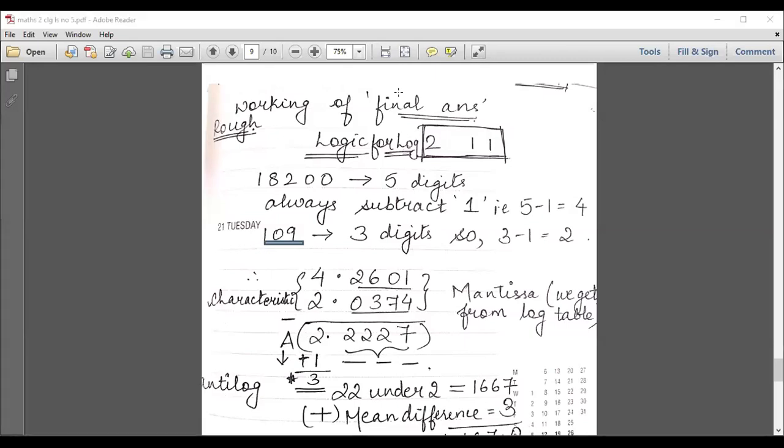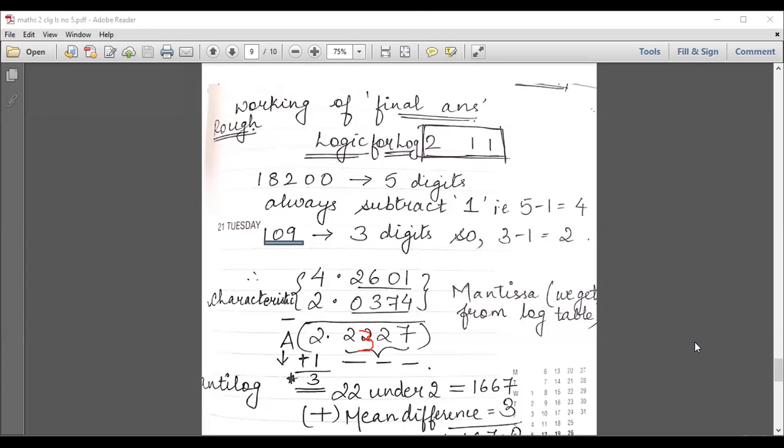If you remember, I told you all there are 4 pages, correct? 2 of log, 2 of anti-log. So that A represents the anti-log table. Okay, so I'll just make the correction. This is 3, not 2. Fine. So after writing A over there, you have to write A which shows anti-log. Okay, the logic is the same.